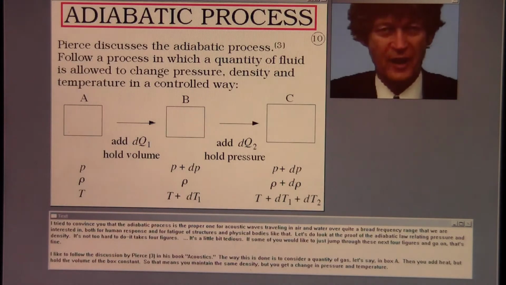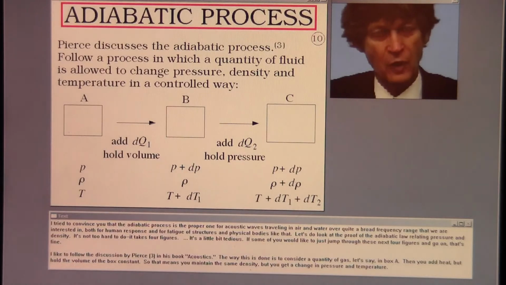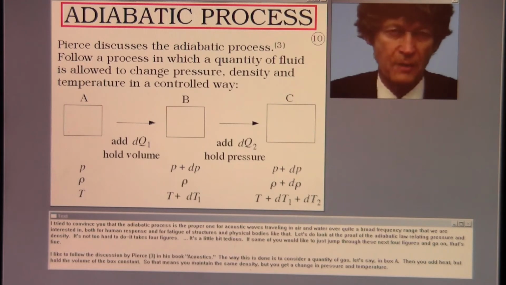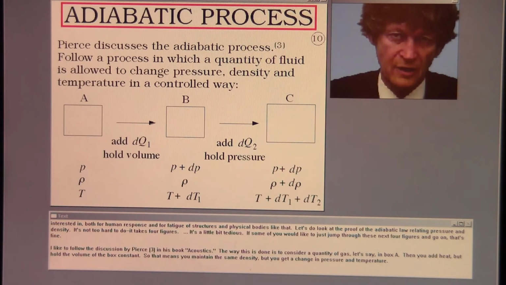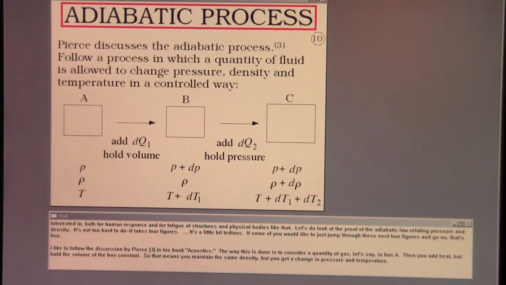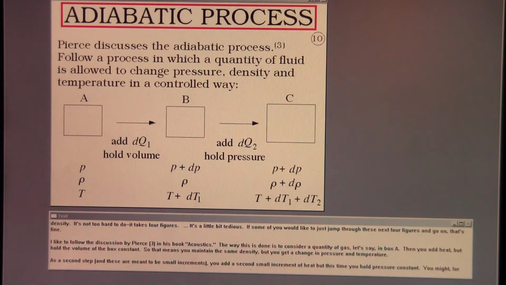I've tried to convince you that the adiabatic process is the proper one for acoustic waves traveling in air and water over quite a broad frequency range that we're interested in, both for human response and for fatigue of structures and physical bodies like that. Let's look at the proof of the adiabatic law relating pressure and density. It's not too hard to do. It takes 4 figures. It's a little bit tedious. If some of you would like to just jump through these next 4 figures and go on, that's fine. I like to follow the discussion by Pierce in his book Acoustics.